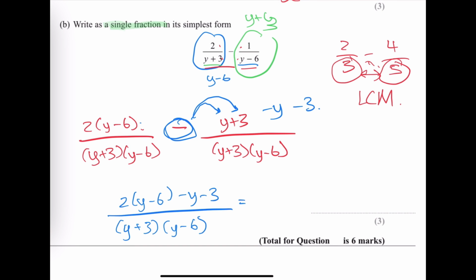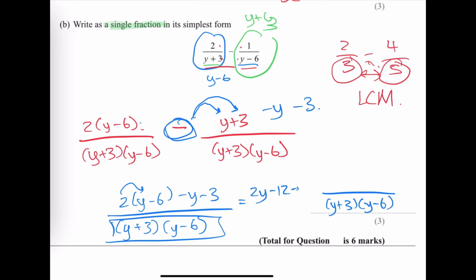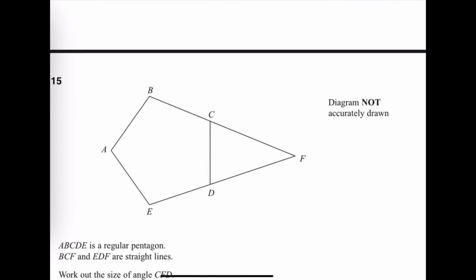So now let's expand it out. We can expand the top part. We do not need to expand this anymore. This is as simplified as it can be, so we can directly put that into our answer. If we expand this, this will be 2y minus 12 minus y minus 3. Now we take all the y's together and all the normal numbers together, so it will be 2y minus y, which is just y, and minus 12 minus 3 is minus 15. And that is the answer.